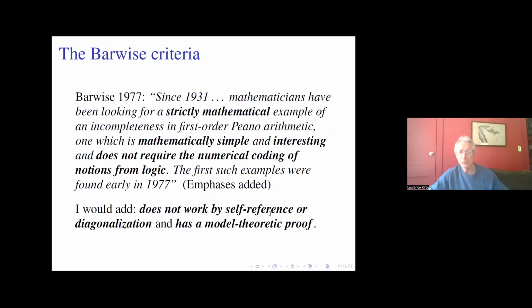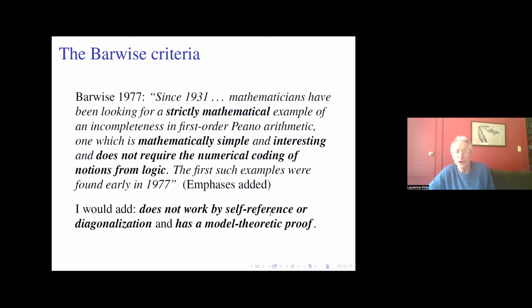But anyway, I've put in boldface, as you see, the four criteria that Barwise mentions for why he likes this result. Since 1931, that is since the incompleteness theorems, mathematicians have been looking for a strictly mathematical example of an incompleteness in first order PA, one which is mathematically simple and interesting, which I would read as mathematically interesting, and does not require the numerical coding of notions from logic. The first examples were found in 1977.